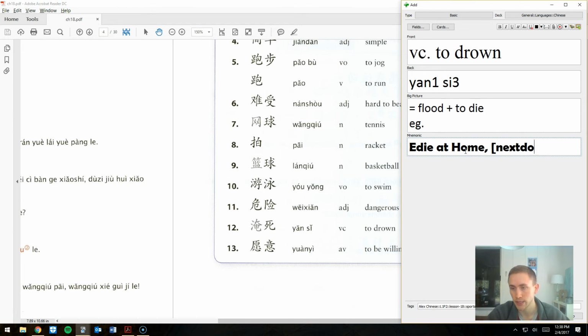So I'm just going to imagine next door lawn. I'm thinking of a specific lawn, and then imagine her sliding down a big flood that's cascading down this lawn. So yan and then flood. Okay, so we got that. And then su is to die. I already know that one.